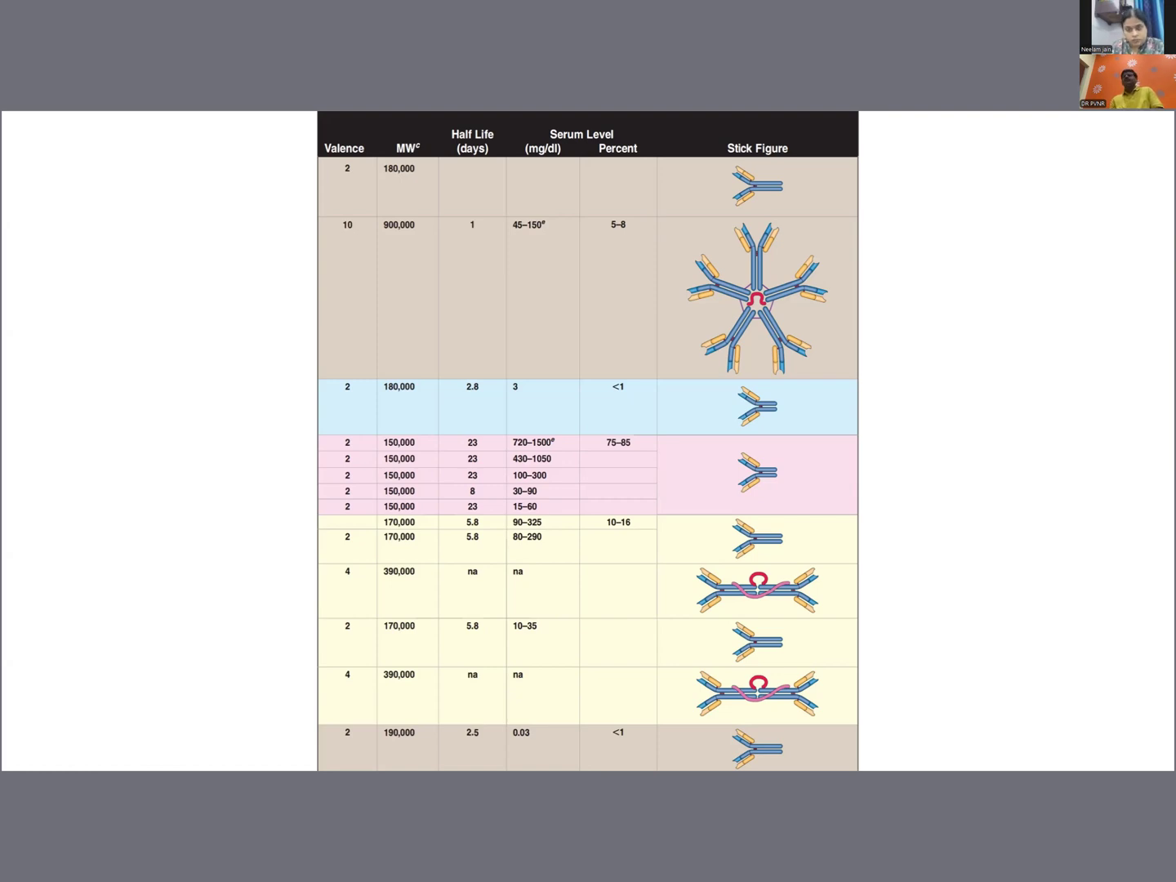Is it clear? 5 types of immunoglobulins. GAME-D. Immunoglobulin G, immunoglobulin A, immunoglobulin M, immunoglobulin E, D. So now you forget immunoglobulin. Now I am introducing Ig. Immunoglobulin short form is Ig. GAME-D: IgG, IgA, IgM, IgE, IgD. Is it clear?